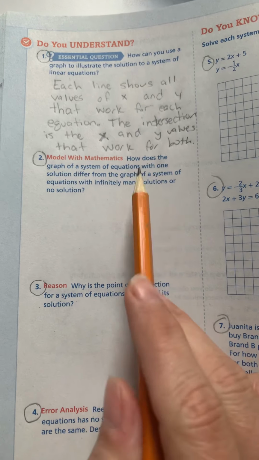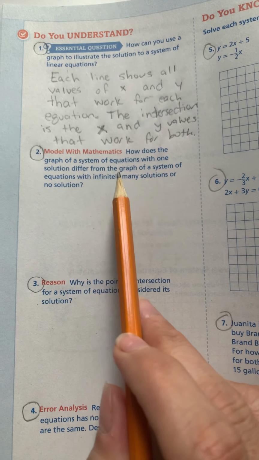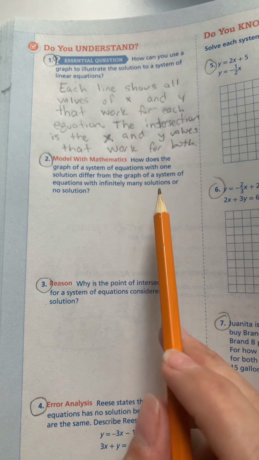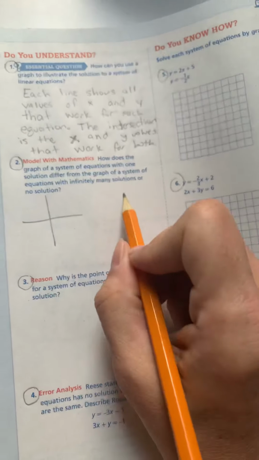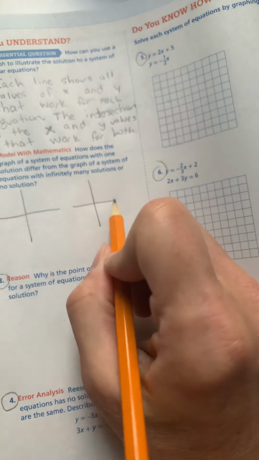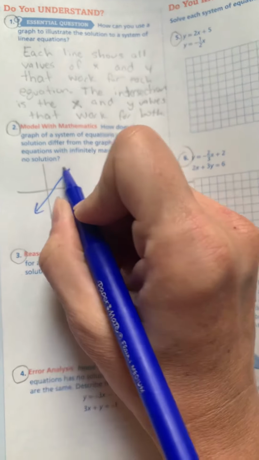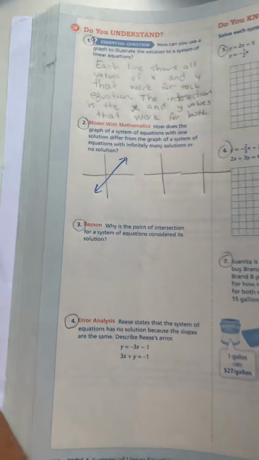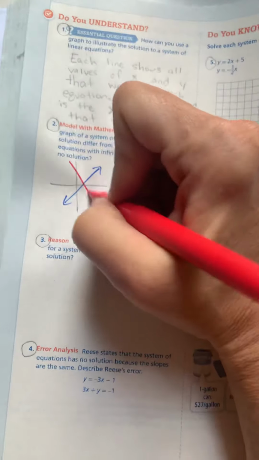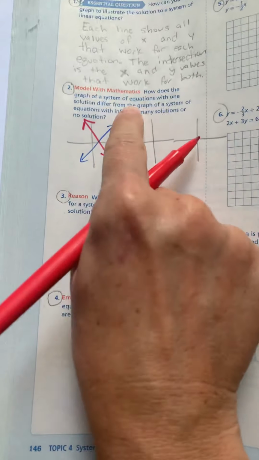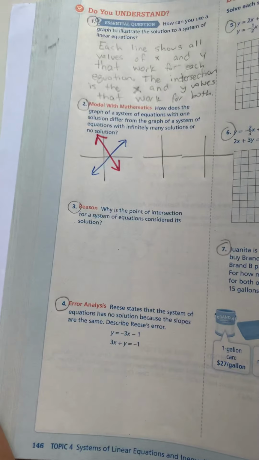So how does the graph of a system of equations with one solution differ from the graph of a system of equations with infinitely many or no solution? Let's look at what they'll look like. One solution will look something like this, where they cross at one point. And they don't have to go opposite directions. They could both be going up, but one at a slower rate, and eventually they'll cross.